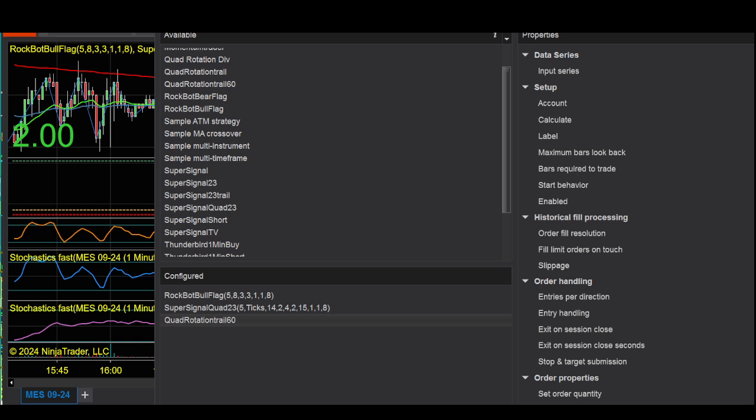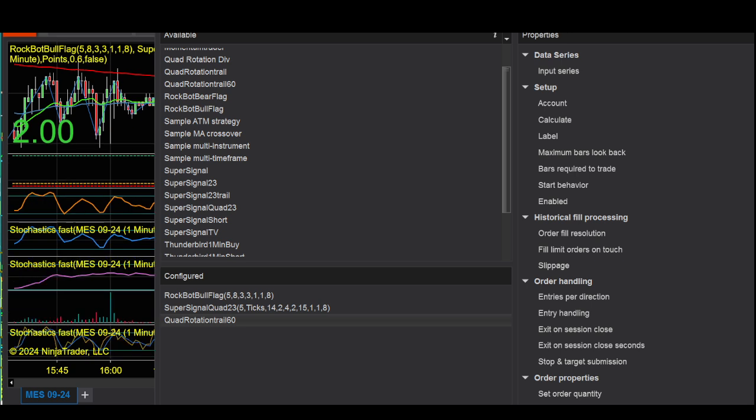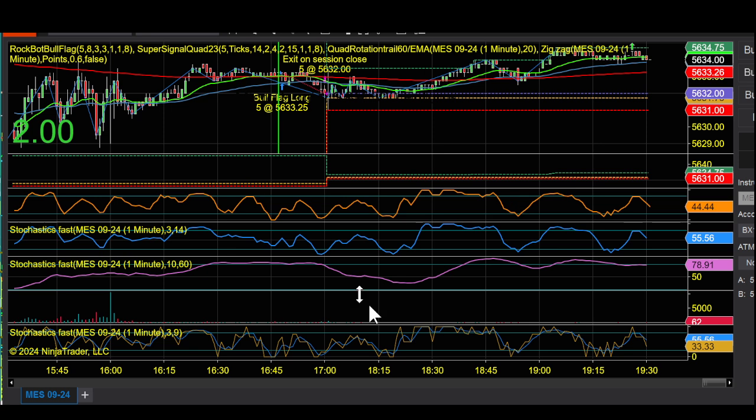But you have to enable it. I just don't have any. You don't have to put any price or anything. You just have to enable it. And what it's going to do is just mark off. You actually can take this off down here because I have my quad rotation, some of the stochastics working down here. I don't know why I have that on there.